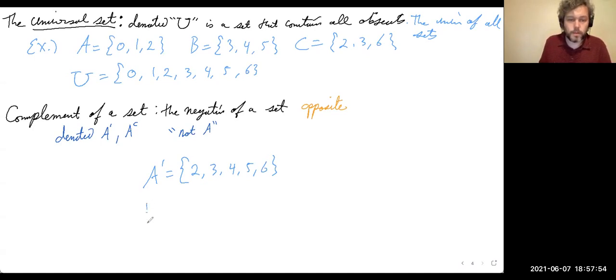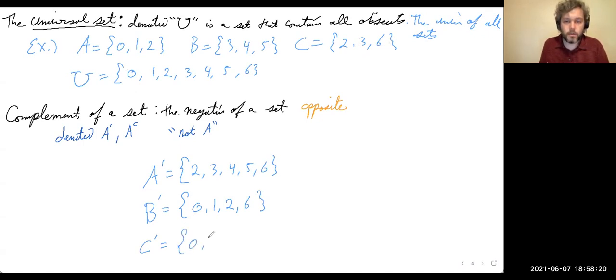You could also write the complement of B, which would be all of the elements in the universe that are not in B. So that would be 0, 1, 2, 3, 4, 5, 6. Okay, so that would be B complement. And C complement would, well, we have 2, 3, 6 for C. So that would be 0, 1, 2, 3, 4, 5, 6. That would be C complement.